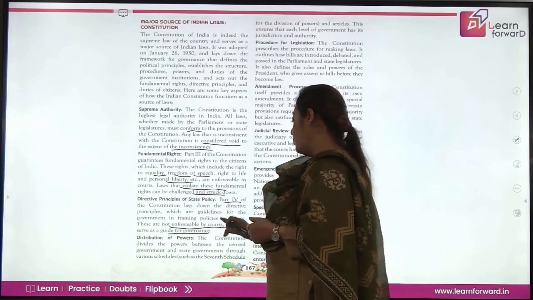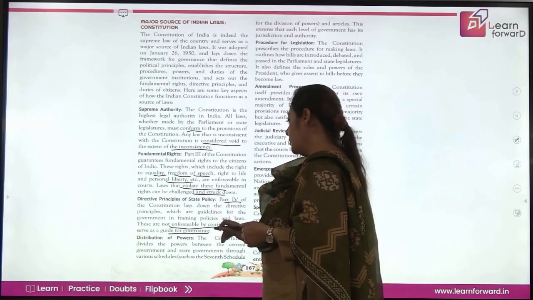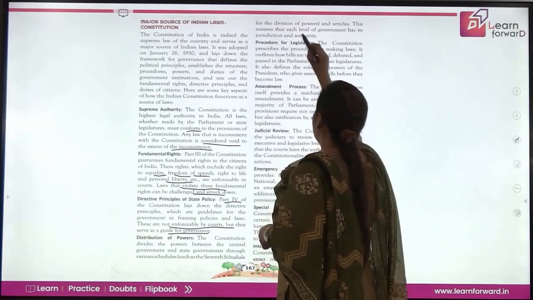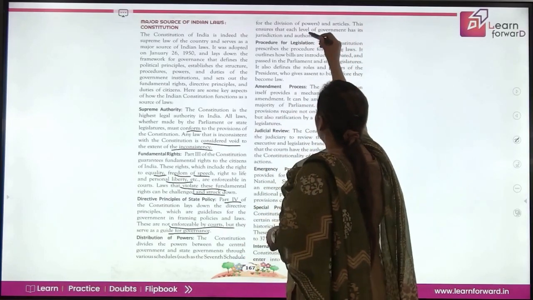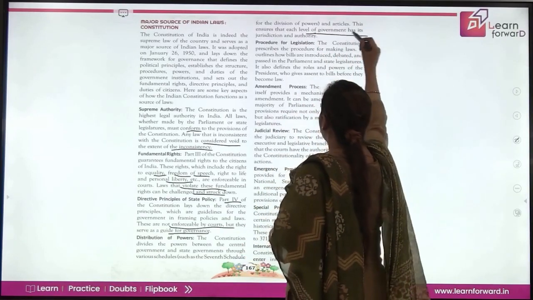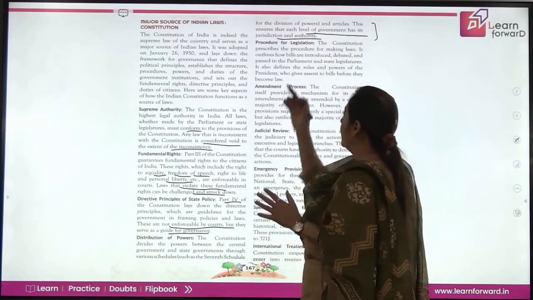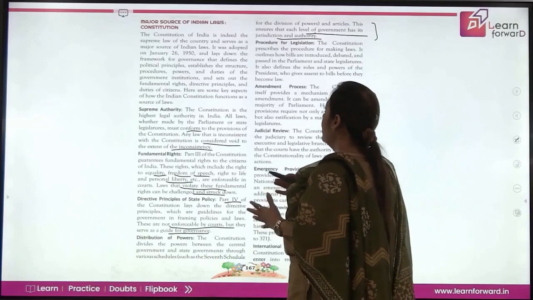Then distribution of powers. The constitution divides the powers between the central government and the state government through various schedules in the seventh part and the article. This ensures that each level of government has a jurisdiction and authority. तो ये कहीं पे एक जगह पे कन्फाइन नहीं, हर एक लेवल पर जो है लॉ प्रिवेल करता है.